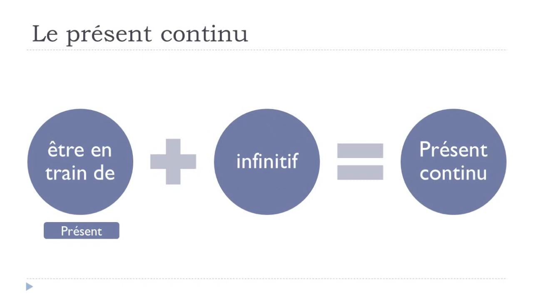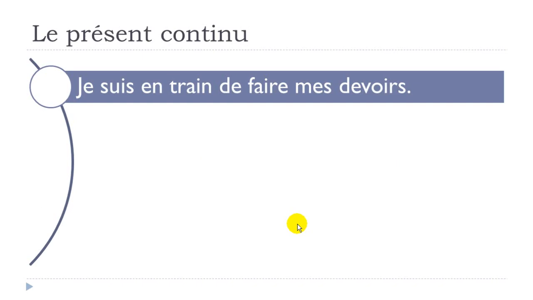Let's see a few examples first. Je suis en train de faire mes devoirs. Faire is to do, and mes devoirs, my homework. When you use this je suis en train de, you want to insist on the fact that at the time when you are talking, the process is taking place, and it continues, and that's the whole concept of it. So je suis en train de faire mes devoirs.